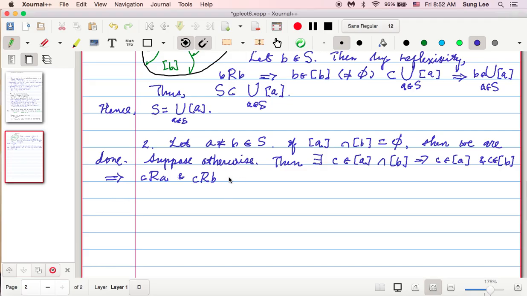Okay, and this implies, since R is symmetric, that C is related to A means A is related to C, and C is related to B. And that implies A is related to C and C is related to B. So A is related to B. What property did I use? R is transitive.